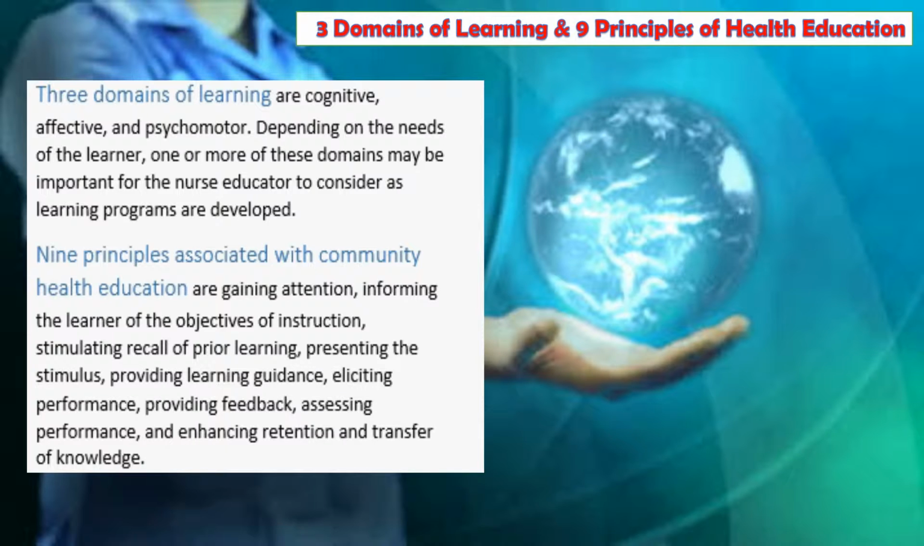Okay, number 8, assessing performance. You want to assess the performance and make sure that they're able to adopt whatever you're teaching, and enhancing retention and transfer of knowledge. Okay, there's going to be things you can do to enhance retention and transfer of knowledge. Think of things that you can do to make sure that that patient really gets what it is you're teaching. These are important. 3 domains of learning. You want to hit all 3 domains. 9 principles of community health education. You want to remember those.